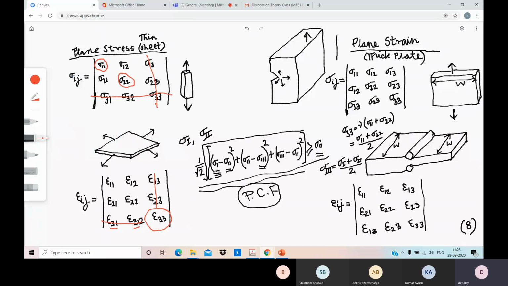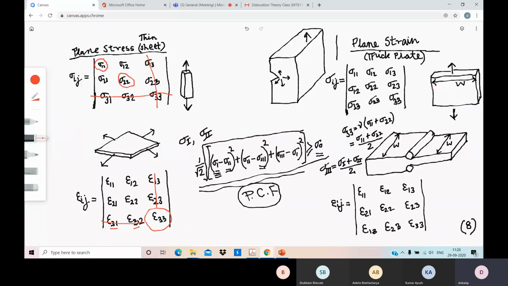So a body under plane stress may be under plane strain if epsilon 3,3 is 0 by chance, depending on the values of epsilon 1,1 and 2,2, but it may not be under plane strain also. The epsilon 3,3 term can be there.